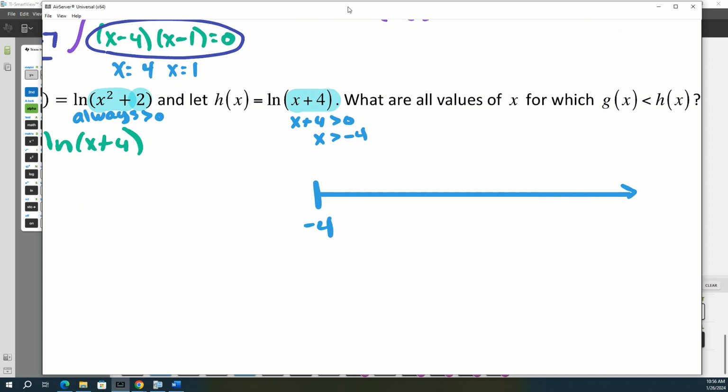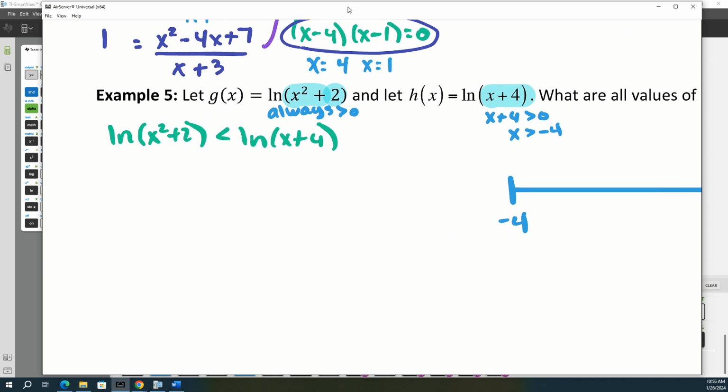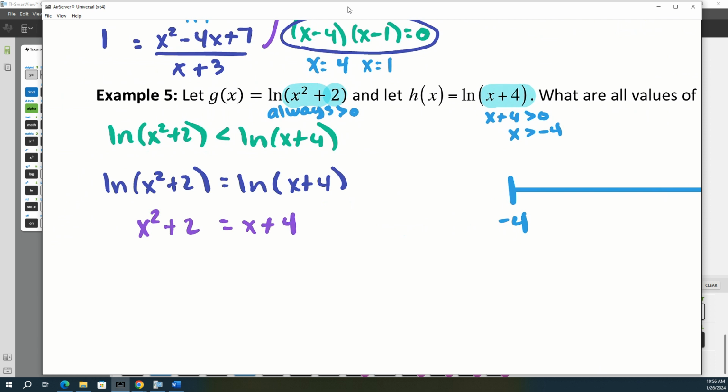Okay, so just like before, if I want to find where one is less than the other, I need to find where they're equal to each other. And then we learned how to do this a couple of days ago. So what do you do when you have a log equals a log? Cancel out the logs, and you're just with the arguments are equal to each other. All right, so we're going to get everything on one side. And then factor.